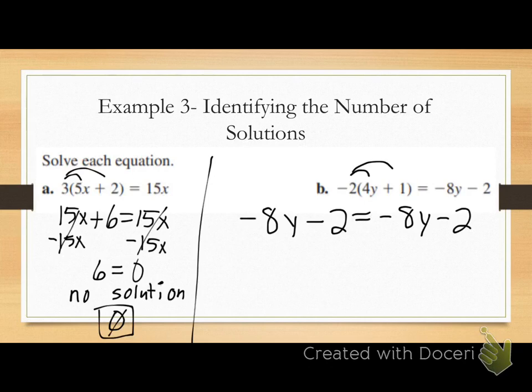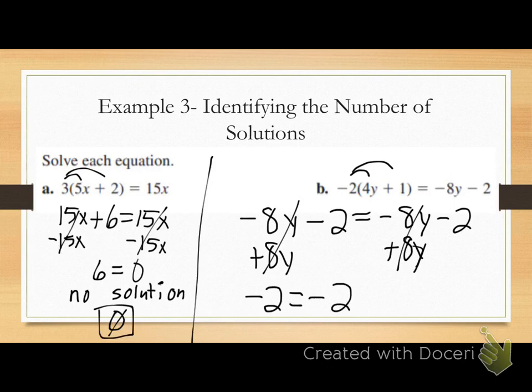I could try to do something, right? I could try to get my variables to the same side. How would I do that? Yeah, add 8y to both sides. But similarly to A, what's going to happen? They're going to cancel out on both sides of the equation. So, boom, my y's are all gone. Completely canceled out on both sides. What do I have left on the left-hand side when they cancel out? Negative 2.